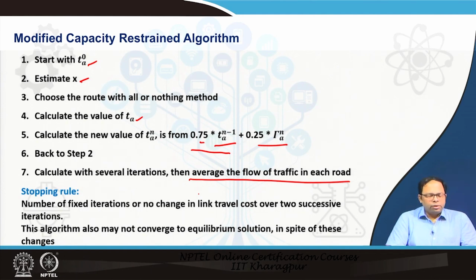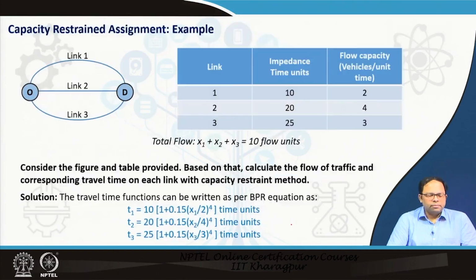So what is the stopping rule? The stopping rule is a number of fixed iterations or no change in link travel cost over 2 successive iterations. So that means the convergence is more or less being achieved, or it's a fixed number of iterations, and this algorithm may not converge to an equilibrium solution in spite of these changes. So that also may happen.